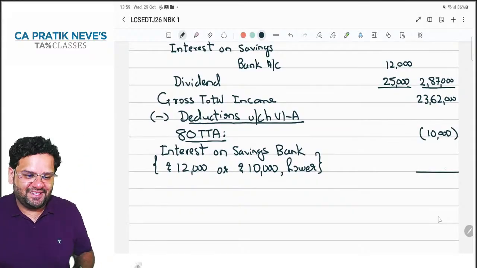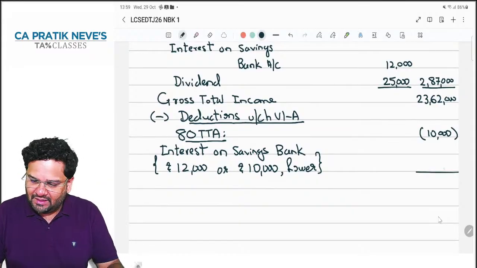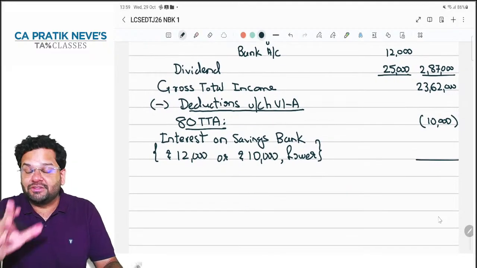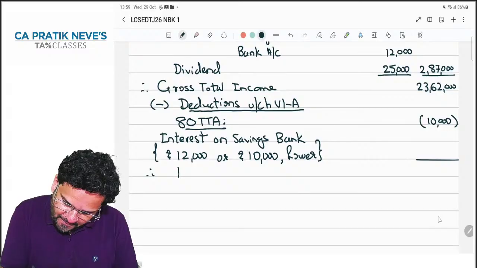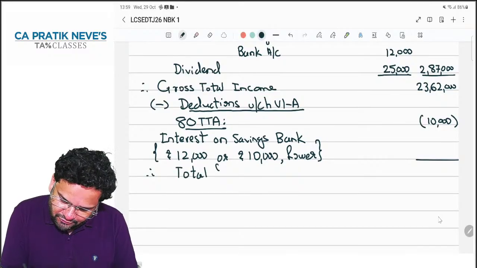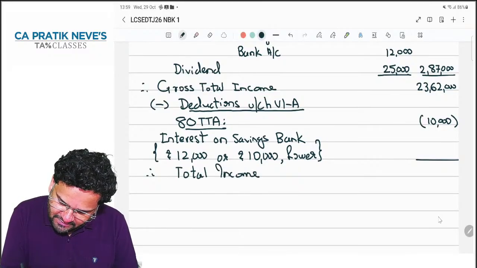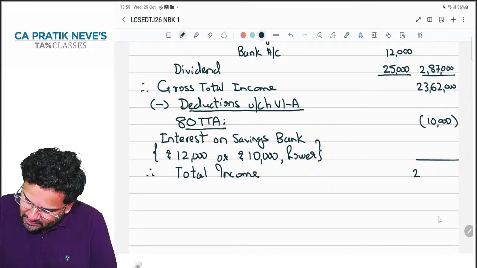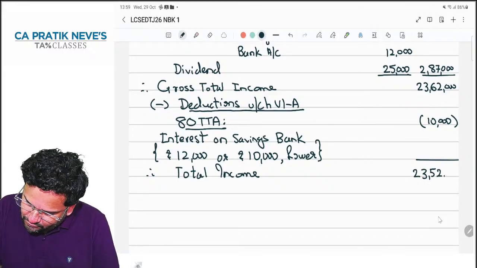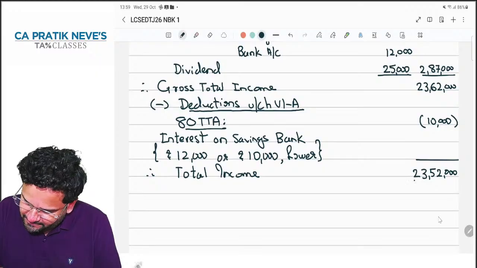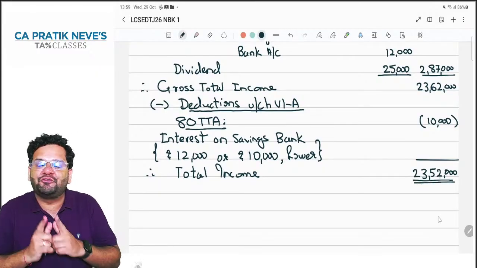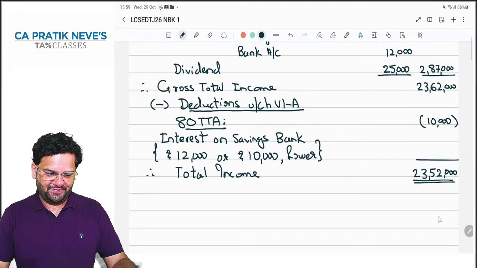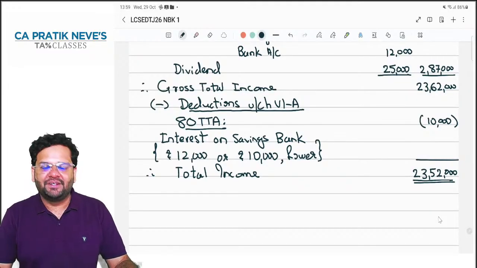So friends, what is your final total income? So therefore, your total income is 23,52,000. Did you all get 23,52,000? Let me know once, all of you, in the chat window.